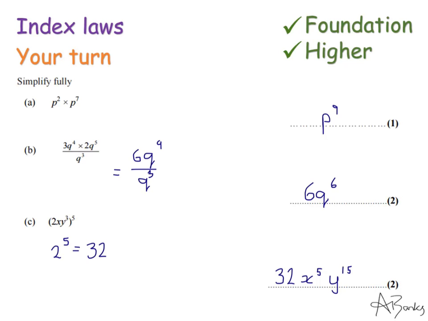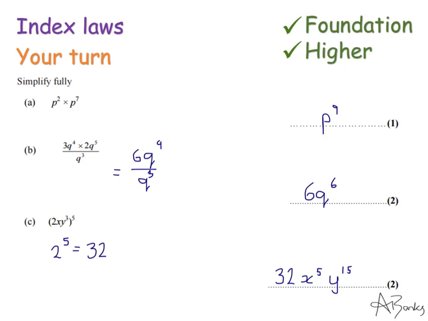Here's the solutions. So in the first one, we should just be adding the indices together. So that gives me p to the power of 9. In the second one, we deal with this top bit first. So I get 3 times 2 is 6. And then adding my indices, because it's a multiply, that gives me q to the power of 9. And then that's all divided by q cubed. So then my indices now get subtracted from each other. So I've got 9 take away 3 is 6. So I get 6q to the power of 6.